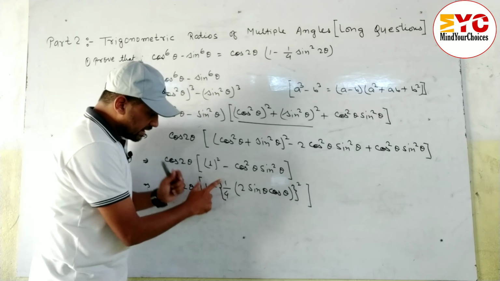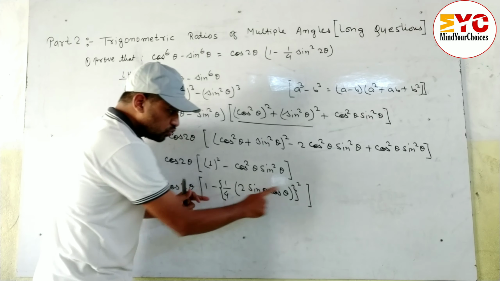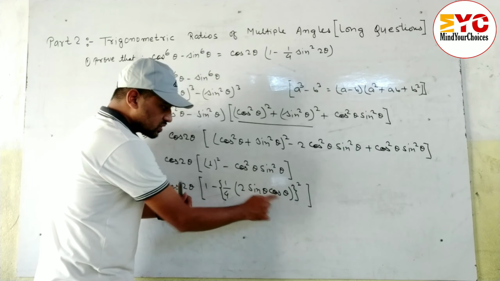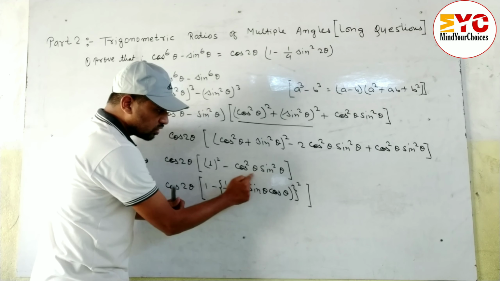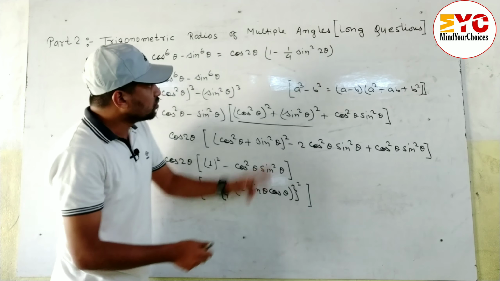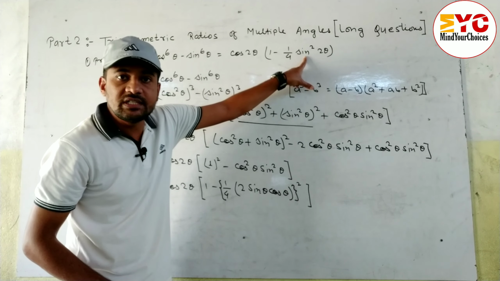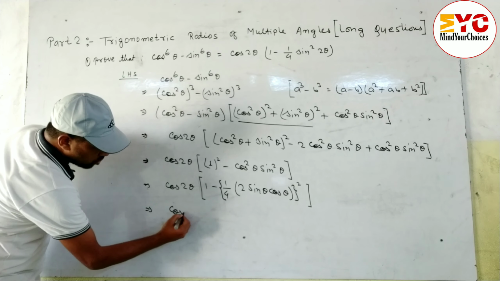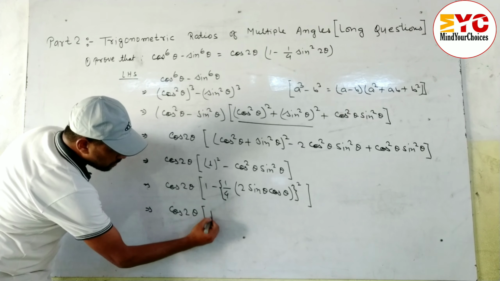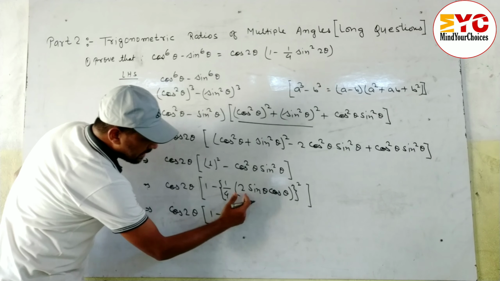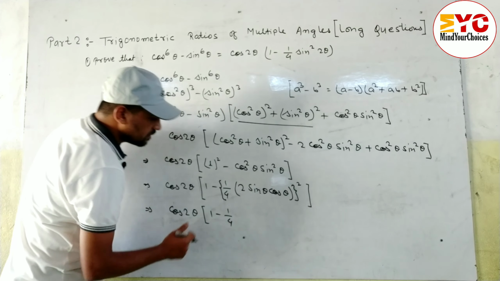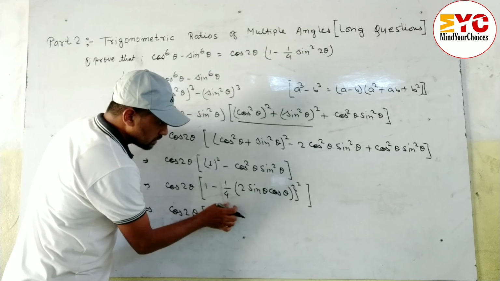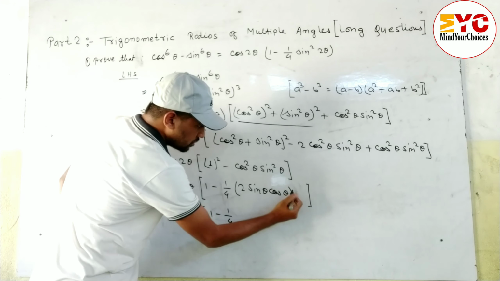Same thing. Here I wrote 1 by 4 and here 2. 2 square means 4. 1 by 4 into 4 sine square theta cos square theta. 4 and 4 cancel, remaining sine square theta cos square theta. Same. Why to do like this? To convert in the form of sine 2 theta. Okay. Now cos 2 theta 1 minus 1 by 4. Now 2 sine theta cos theta. What is the formula of 2 sine theta cos theta? No need, you can write up to here like this.